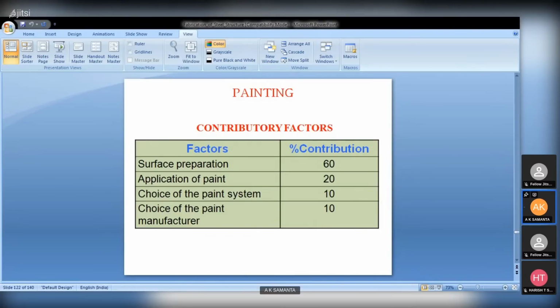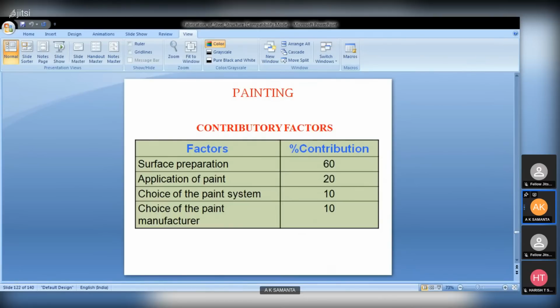First, I have to carry out the surface preparation. Then the paint we have to apply, and then paint blend, that is the quality of paint itself, and then the paint manufacturer. Now, the first thing you see, this is the contributing factor. If painting has to sustain for a longer duration of time, then surface preparation is most critical.